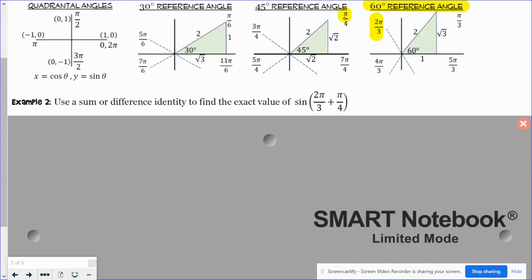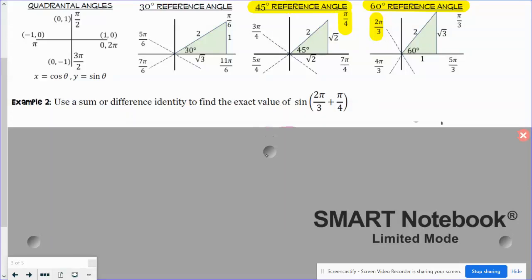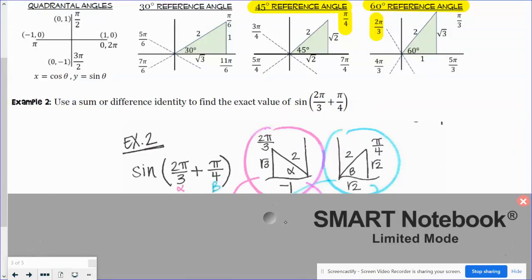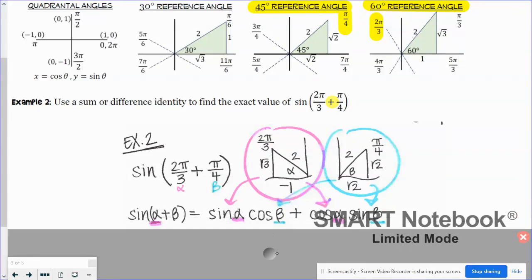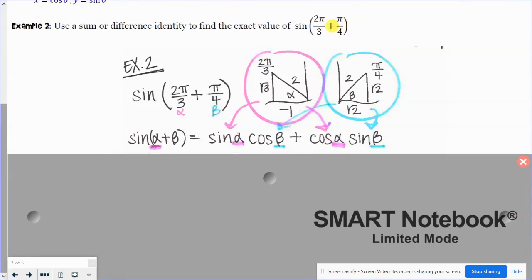And then pi over 4 is a 45-degree reference angle in quadrant 1. So I'm going to draw those out first. Check it out. I've got my 2 pi over 3 triangle in quadrant 2 and my pi over 4 triangle in quadrant 1. Now, sine of a sum, alpha plus beta, expands to be this. That's the formula: sine of alpha plus beta is sine alpha cosine beta plus cosine alpha sine beta.